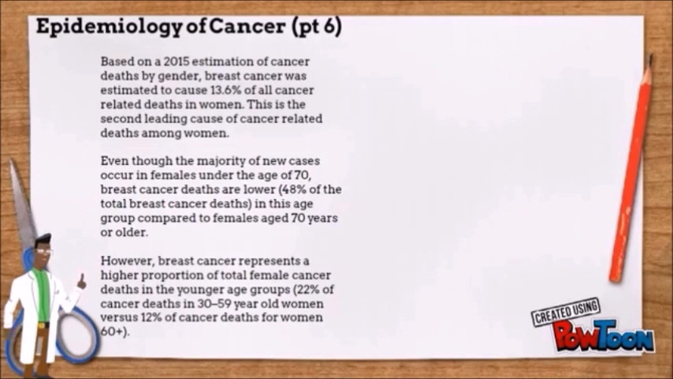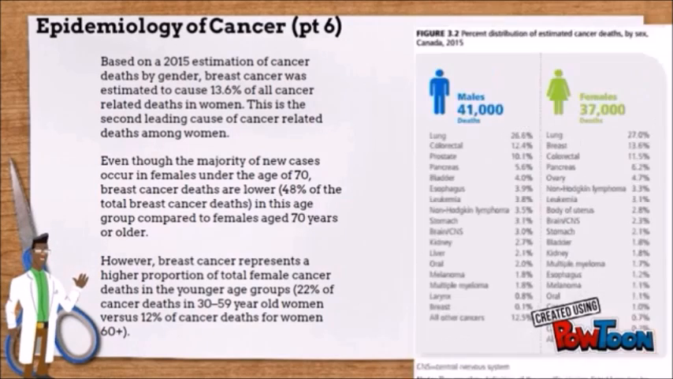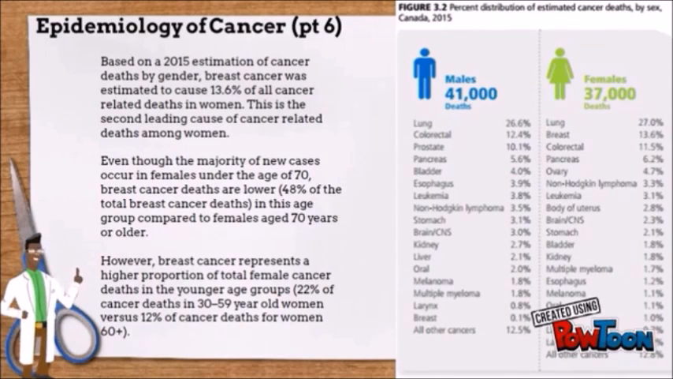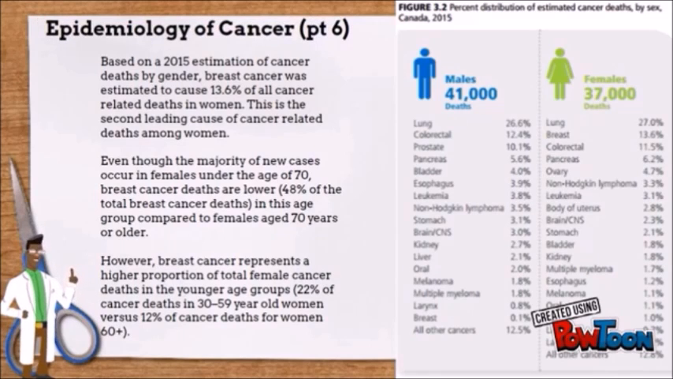Based on a 2015 estimation of cancer deaths by gender, breast cancer was estimated to have caused 13.6% of all cancer-related deaths in women. This is the second leading cause of cancer-related deaths among women. In addition, even though the majority of new cases occur in females under the age of 70, breast cancer deaths are lower: 48% of the total breast cancer deaths in this age group compared to females aged 70 and older.